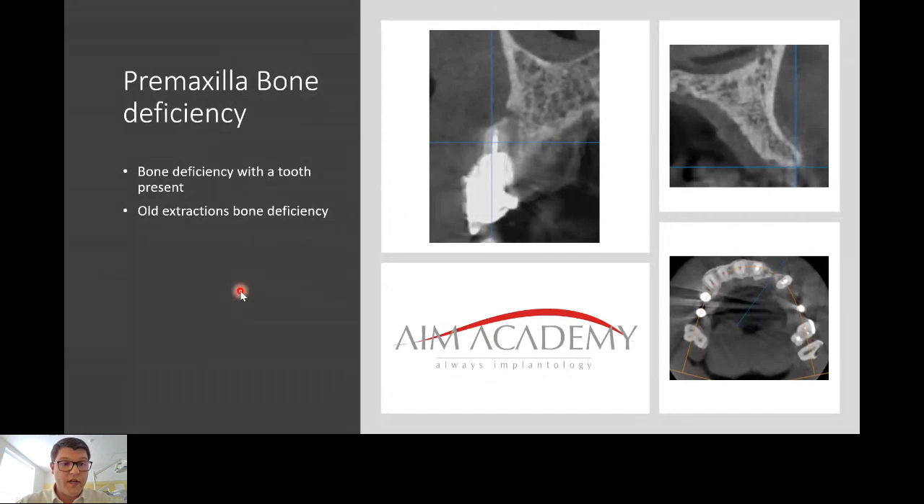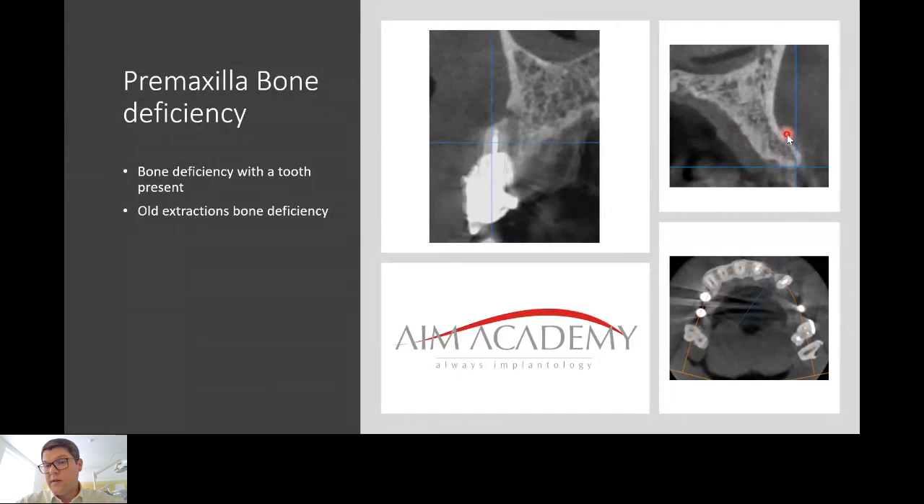Usually there are two situations. If we have bone deficiency with a tooth present, or bone deficiency without. As you can see here in this image, it's a different situation. Here we have an incisor and actually no bone around it, only inflammation tissue. You can see here, and after we make the extraction, we will have only this part of the bone. This will remain.